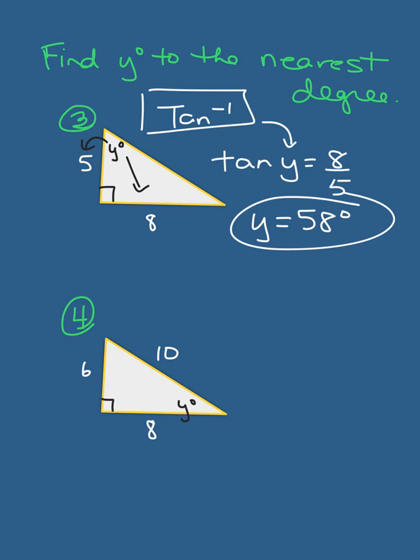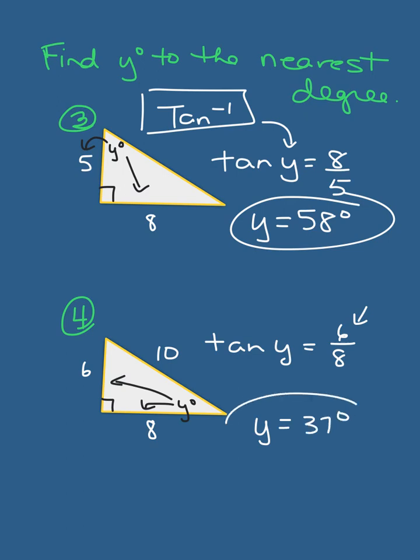I'll do the same thing for number 4. Again, y is the degree I'm trying to find, so I have tangent of y, and I have to realize what I'm using here. I have opposite over adjacent, so I have tangent of y is equal to 6/8. Now I don't have to simplify that, 6/8, I'm just going to put it in my calculator anyway. So when I do that, I have y has a measurement of 37 degrees.